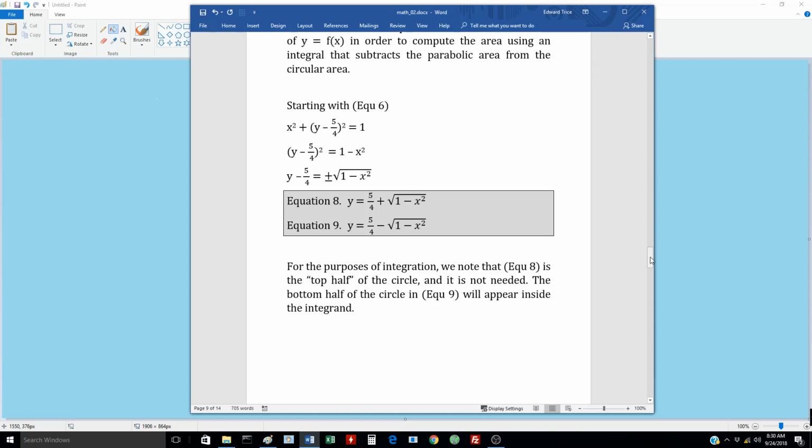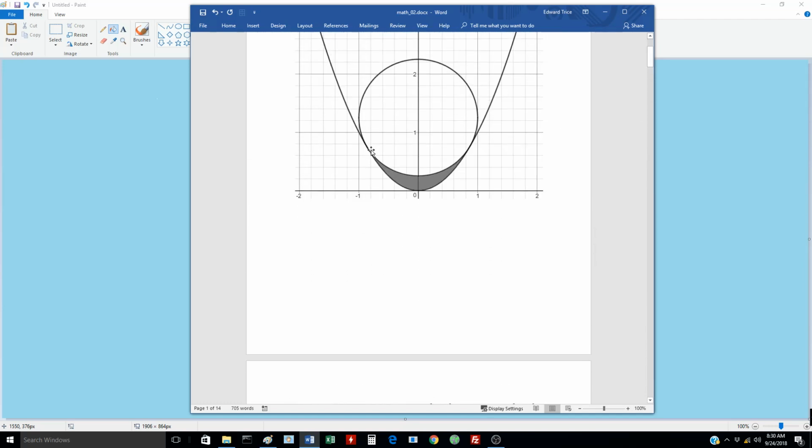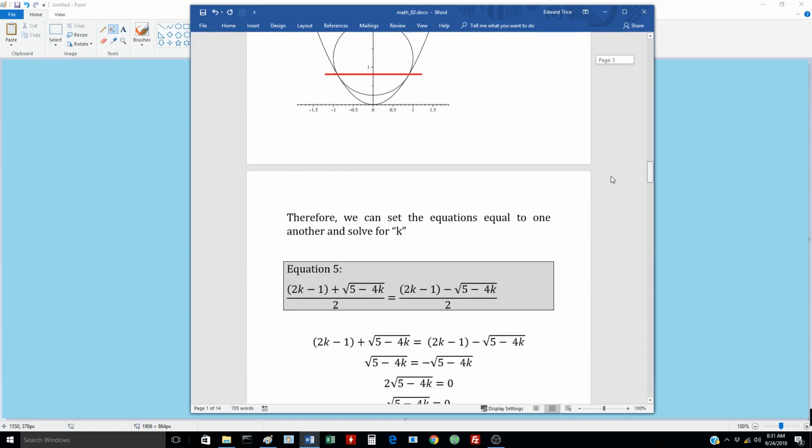Equation 8 is going to have the bigger values for y. That's the top half of the circle, because you're adding the square root of 1 minus x squared. The equation 9 is going to be the bottom half of the semicircle, because you're subtracting values. So for the purpose of the integration, if you look at the original problem, the integration is going to occur on the bottom side of the circle. So you can ignore the equation that corresponds to the top side of the circle.